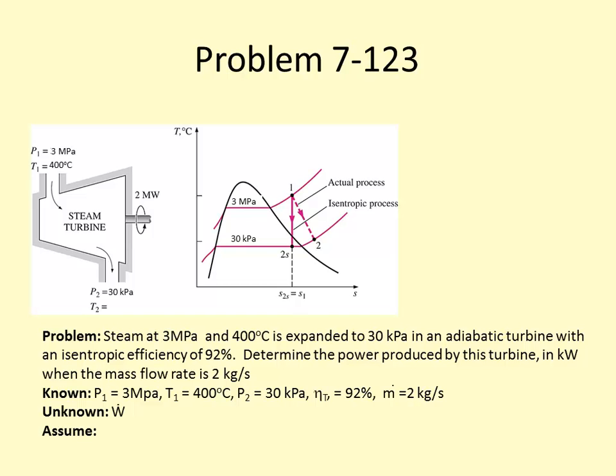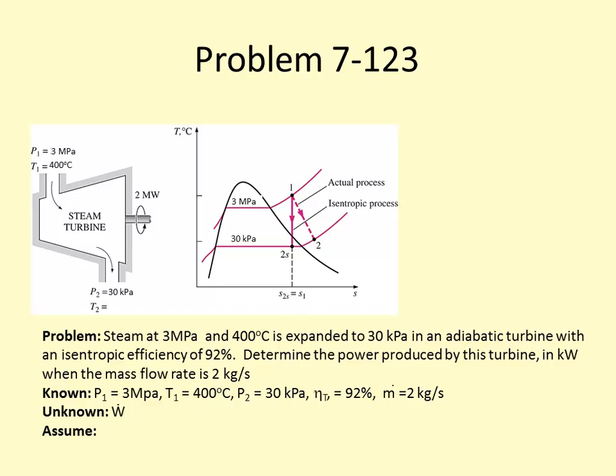We want to find our actual work out. We know that our isentropic efficiency for a turbine is W dot actual over W dot isentropic. So W dot actual is equal to the efficiency times the isentropic work. That's equal to 0.92 times 1792 kilowatts, which is 1649 kilowatts. Okay, so this is the actual work out of our turbine given the isentropic efficiency of 0.92.